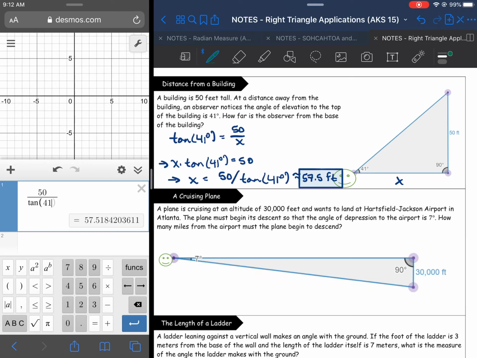Well, one thing that I noticed real quickly, and it's important to notice this, and it's actually really easy to miss, is that we have different units here. Notice that we're given that the plane is cruising at an altitude of 30,000 feet.